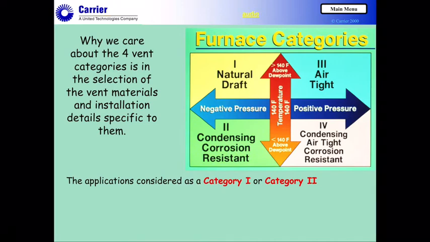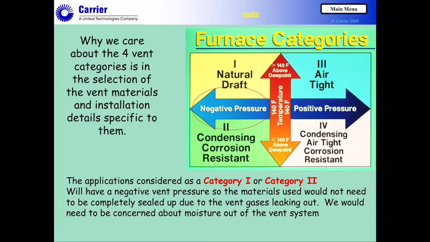And a lot of this, I think, to some extent, is in the selection of those materials, the installation that's specific to them. So any type of a system in a category 1 or 2, when you see that it's a negative vent pressure, the one thing that I would associate this with is that, because of that negative vent pressure, my vent products don't have to be completely sealed up like it would be for a positive vent pressure system. I don't worry about the gases leaking out and getting moisture to leak out of that system. Generally, that's what we would typically associate with that type of a system.